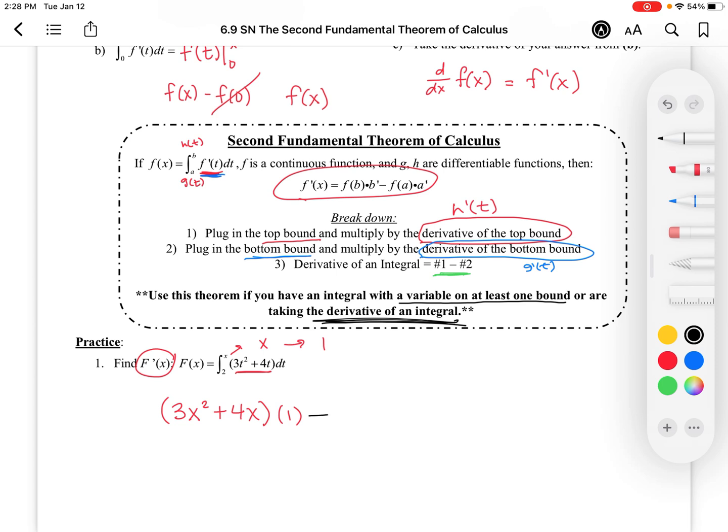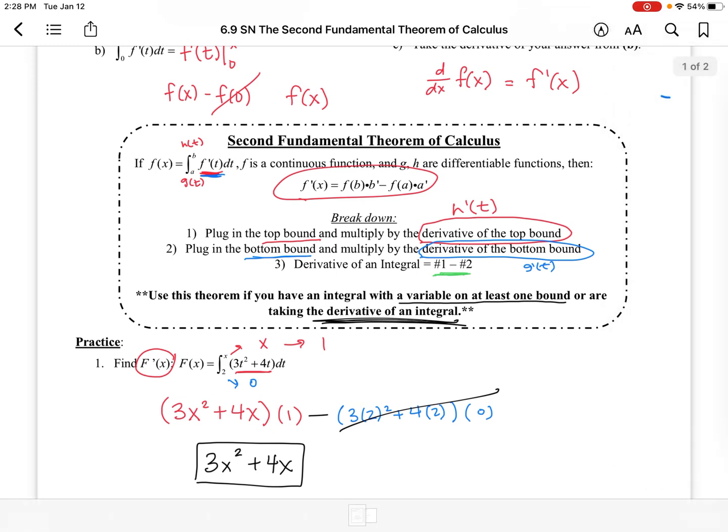And then I'm going to subtract, repeating the process on the bottom. So I'm going to plug 2 into my function. So 3 times 2 squared plus 4 times 2, and then I'm going to multiply that by the derivative of 2, which is just 0. So what you'll notice is this whole part goes away, and I'm just left with 3x squared plus 4x for my answer here. So that is what we are doing here.